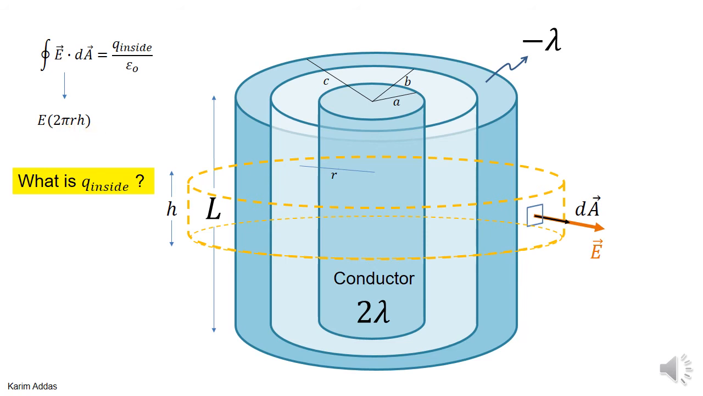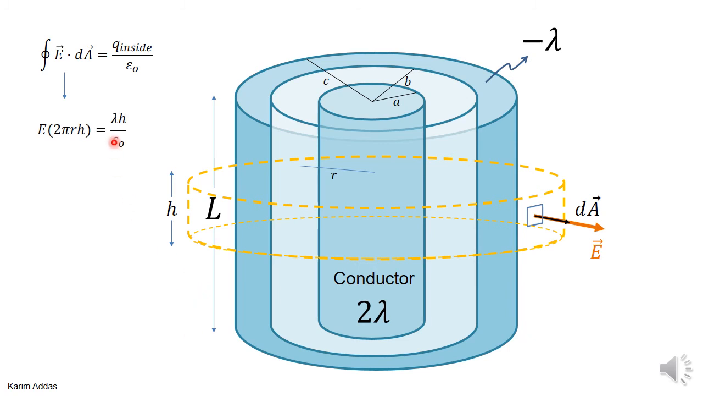But now what's the charge inside the Gaussian surface? Well, part of the charge inside the Gaussian surface is the charge on this inner conductor, and part of it is the charge on the outer. We know the charge per unit length on the inner conductor is 2 lambda, so the charge in a certain length h is 2 lambda times h. That's the charge of the inner conductor, and we know that the charge per unit length on the outer conductor is minus lambda, so the charge in a certain length h is minus lambda times h. So that's the charge on the outer conductor. So the total charge inside the surface is then 2 lambda h minus lambda h, which is just lambda h.